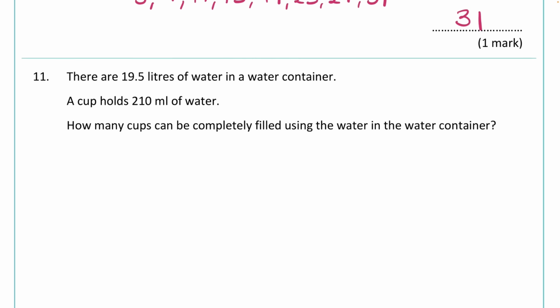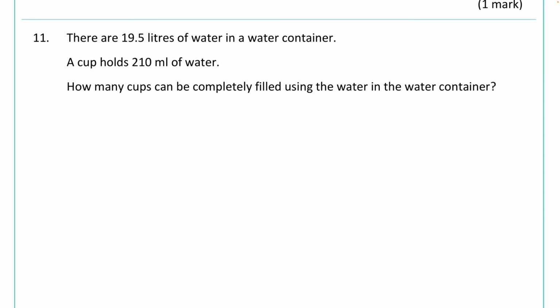Question 11, it says there are 19.5 litres of water in a water container. A cup holds 210 millilitres of water. How many cups can be completely filled using the water in the container? So of course, straight away, we can see here that we have different units. So there are 1,000 millilitres in 1 litre. So we can convert that into millilitres by multiplying it by 1,000.